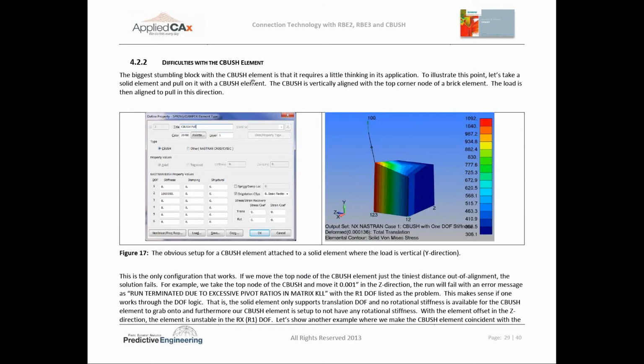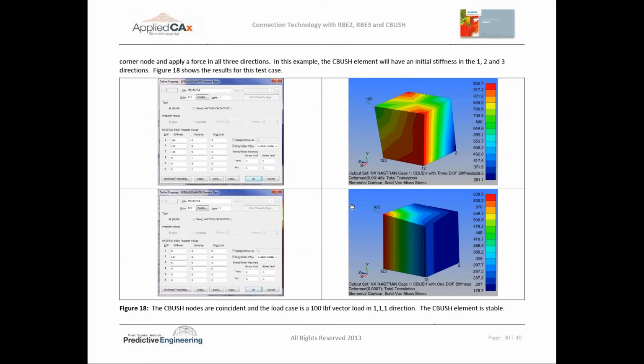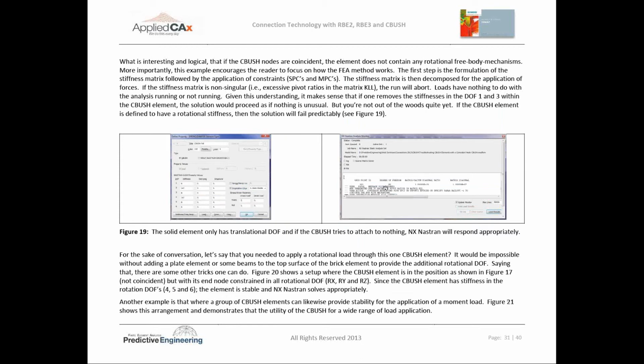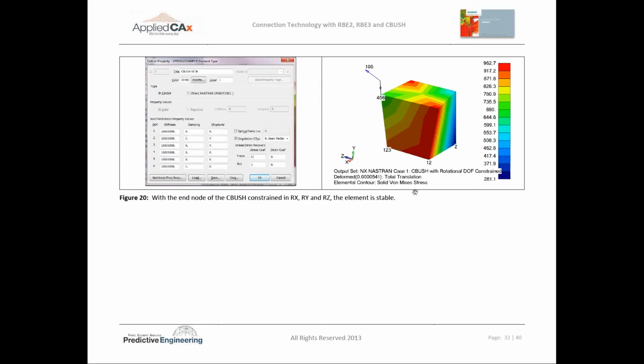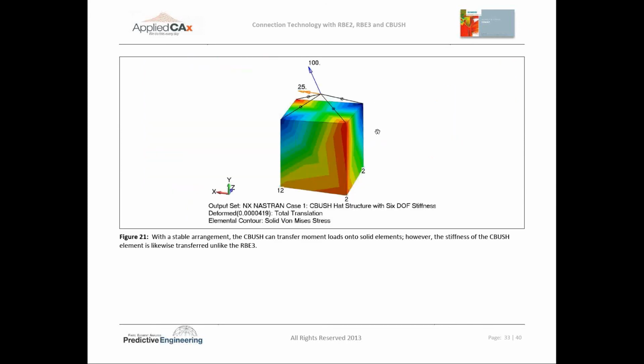And then this is where the difficulties with CBUSH, that's what I covered there. That was the most fun. I got to nail this down and get this all worked out. And the error messages that you can get, we covered some of that. And my little trick of just restraining 4, 5, and 6. This is my hat trick.